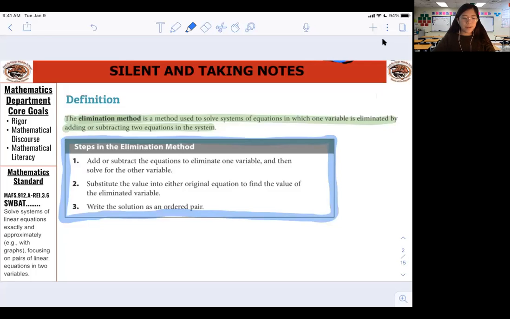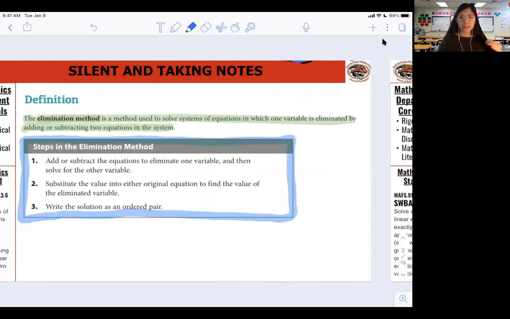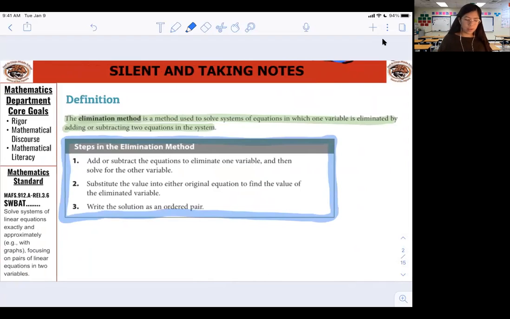All right, y'all, that was 5 minutes. Now, the 3 steps, you'll see them in every single slide from here on out. So if you didn't finish writing those, you will be able to in the next slide. But can I get a volunteer, please, to read for us what the elimination method is?